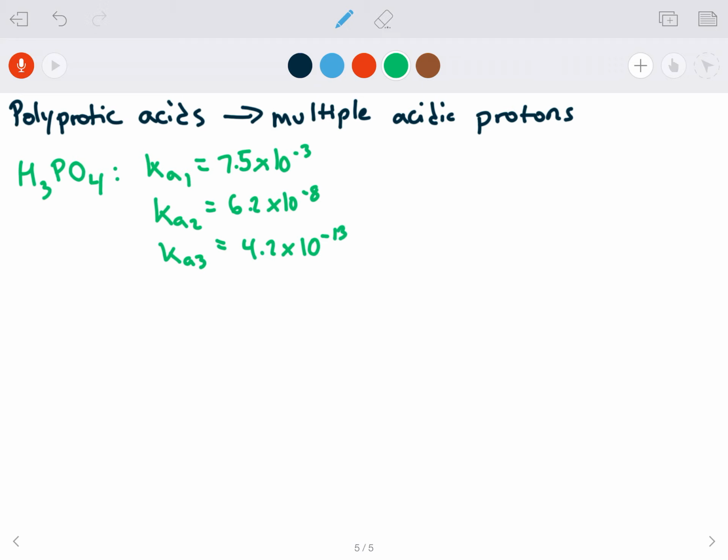Sometimes when we're calculating pH, we only need to use Ka1. So if the Ka1 is greater than or equal to 10 to the third more than Ka2, we could ignore Ka2 when calculating pH. So if you were going to try to calculate the pH of phosphoric acid solution, you would only need to consider Ka1 because it's much greater in magnitude than Ka2 or Ka3.